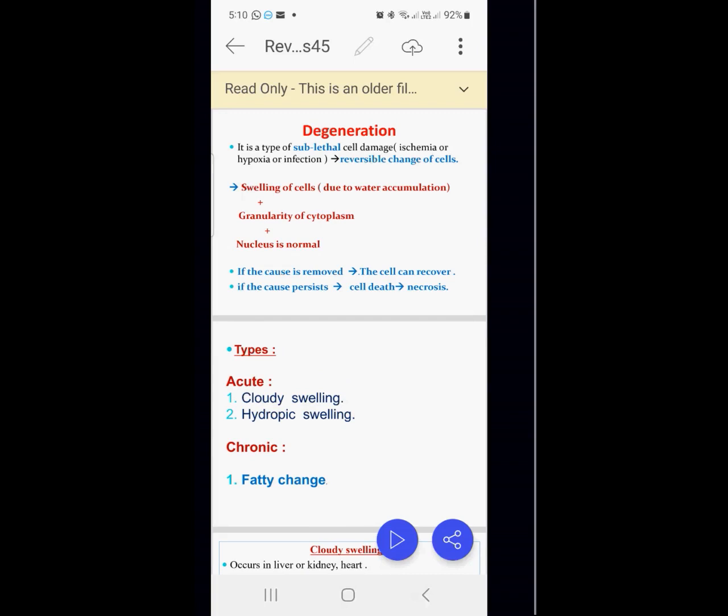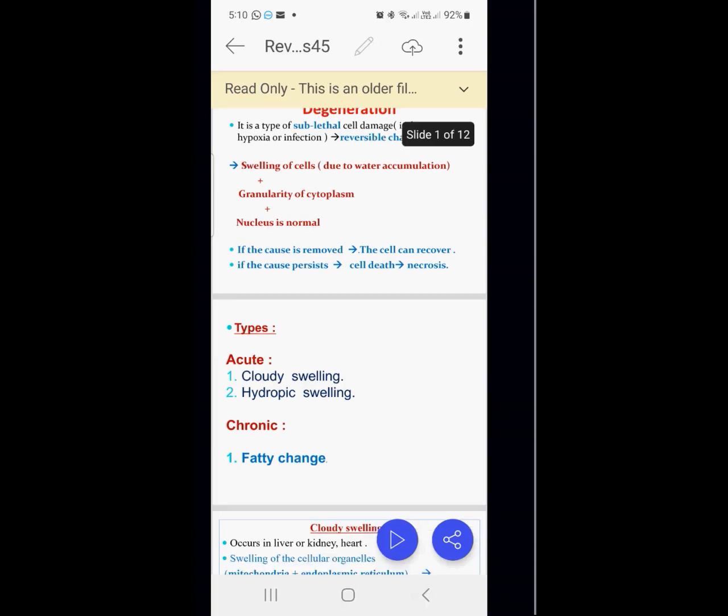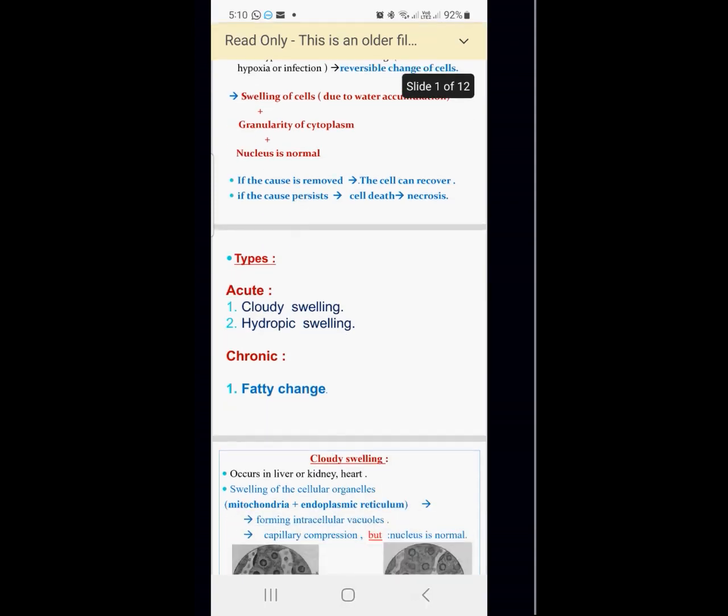The morphological changes are commonly featured by swelling of the cells due to water accumulation, granularity of the cytoplasm, and a nucleus. The most important part is that the nucleus is normal. So when the cause is removed, the cell can recover to normal.